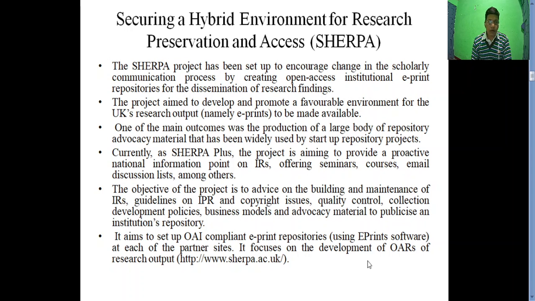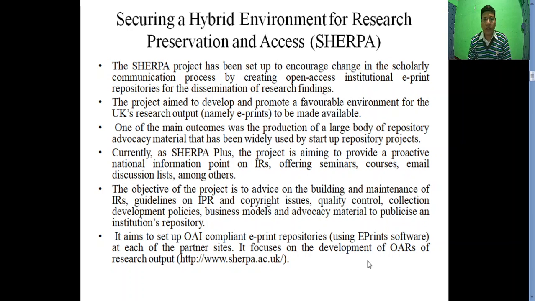One of the main outcomes was the production of a large body of repository advocacy material that has been widely used by startup repository projects. Currently, as SHERPA Plus, the project is aiming to provide a proactive national information point on institutional repositories, offering seminars, courses, email discussion lists, among others.